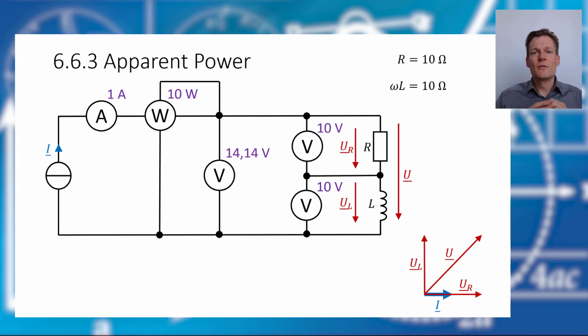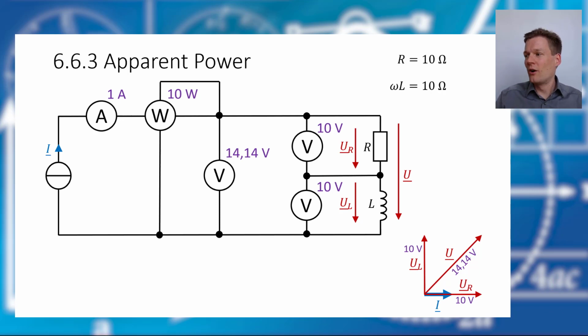And our voltmeters can only measure the absolute values. They don't know anything about the phase shifts, and therefore we measure at our resistor 10 volts, at our inductor we measure 10 volts, and the total voltage is the absolute value of this complex voltage here, and this is the 14.14 volts.